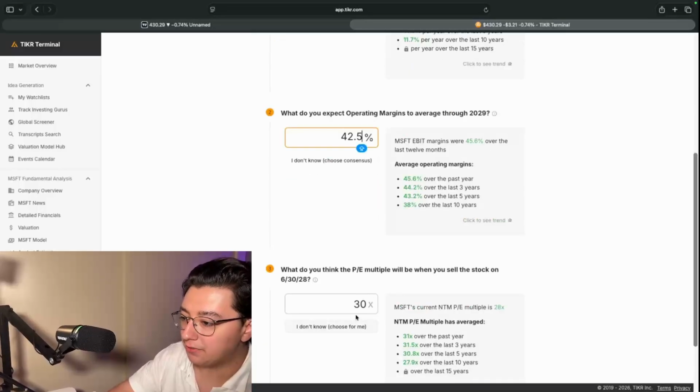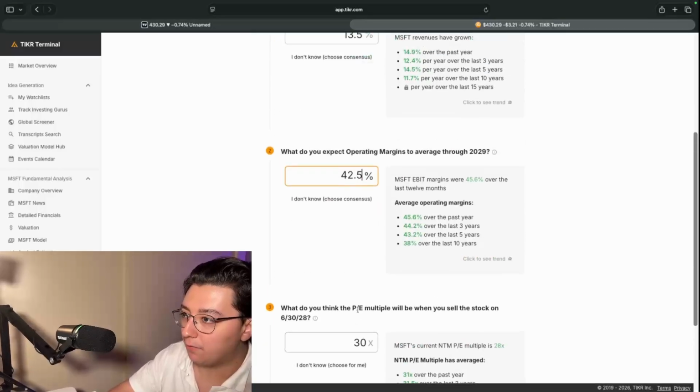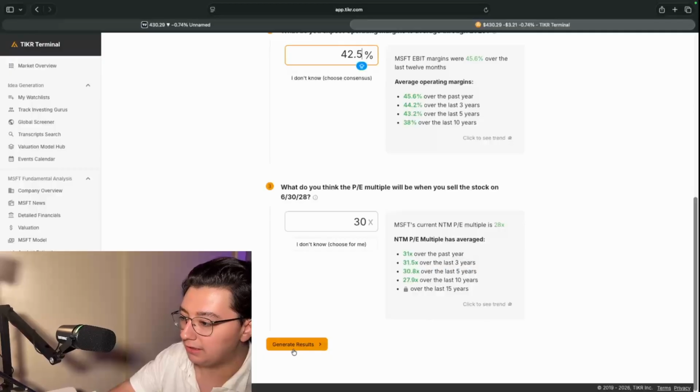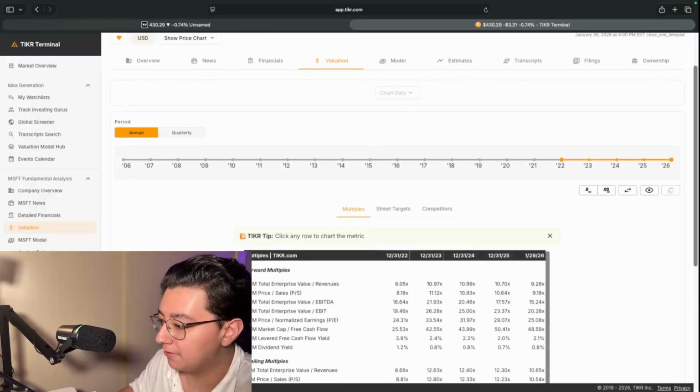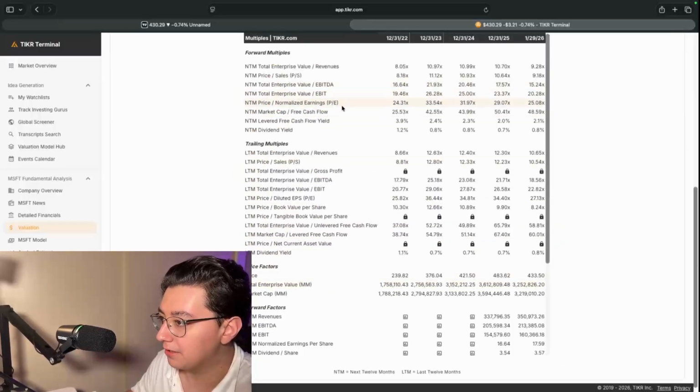And I think the PE ratio is going to go to 30. Now, before I run this, let me just quickly generate it. But let's just say, let's go to their valuation, which you can also look into, and go into their PE ratio here.